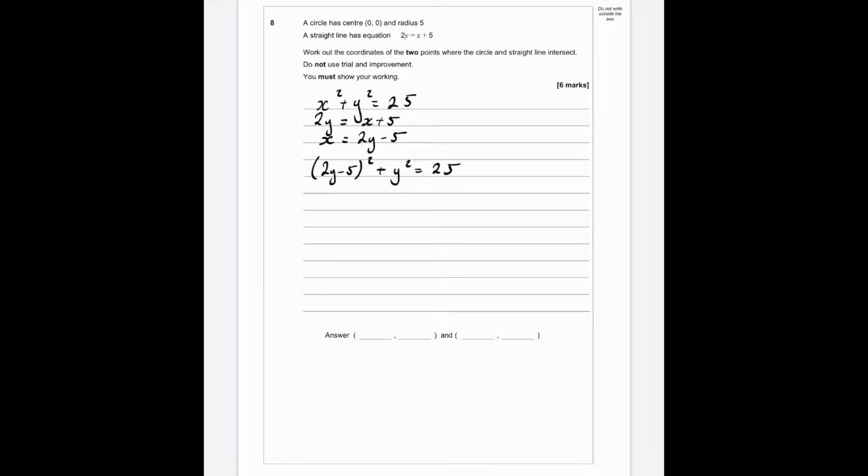So replacing x with 2y minus 5, we've got (2y minus 5) squared plus y squared equals 25. Expand out the (2y minus 5) squared to give us 4y squared minus 20y plus 25, plus the y squared is equal to 25. We now have a quadratic, so I'll bring everything onto the left-hand side to equate it to 0. It's a special case, so single bracket factorization: 5y, y minus 4 equals 0, so the two y values are 0 or 4.